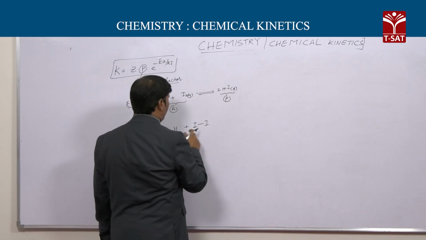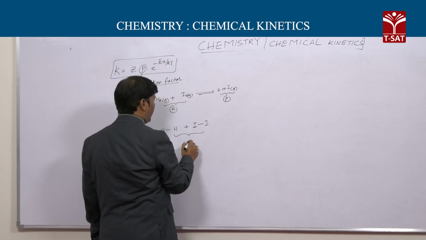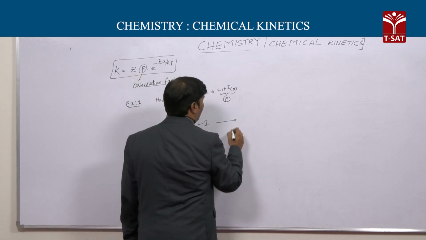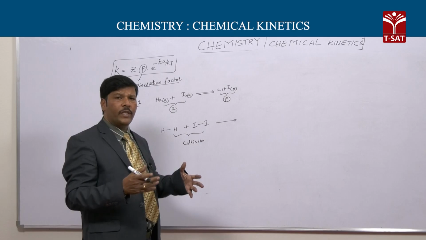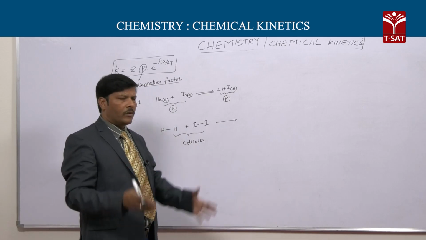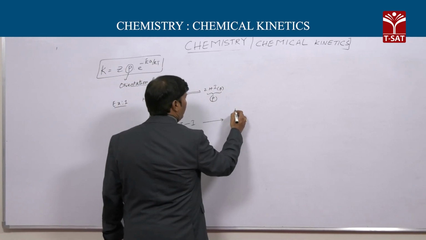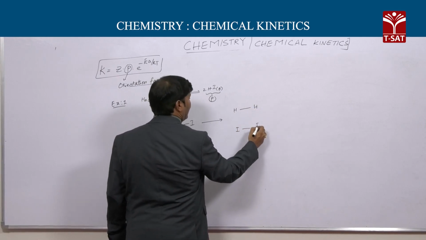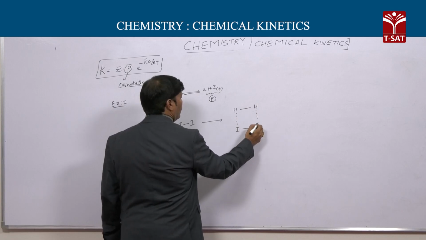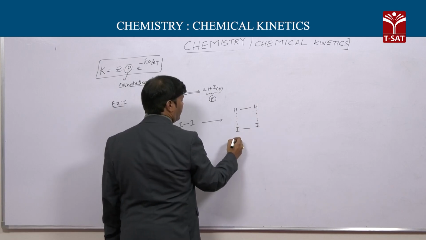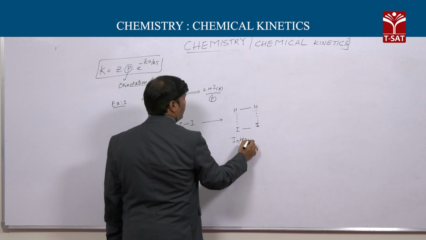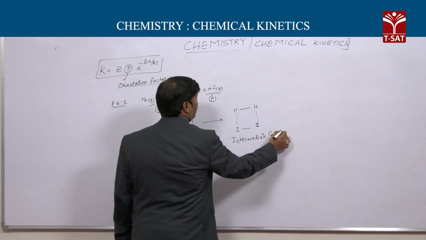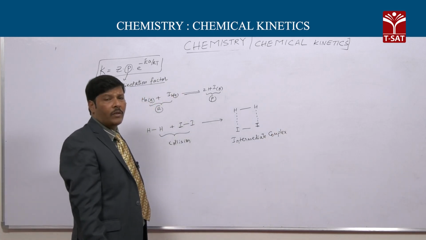So these molecules, when they are trying to collide, undergo collisions, they give an intermediate complex called activated complex. What do you mean by this intermediate complex or activated complex? That is, if I take two molecules of HI like this, this complex we call it as intermediate complex, also called as activated complex.